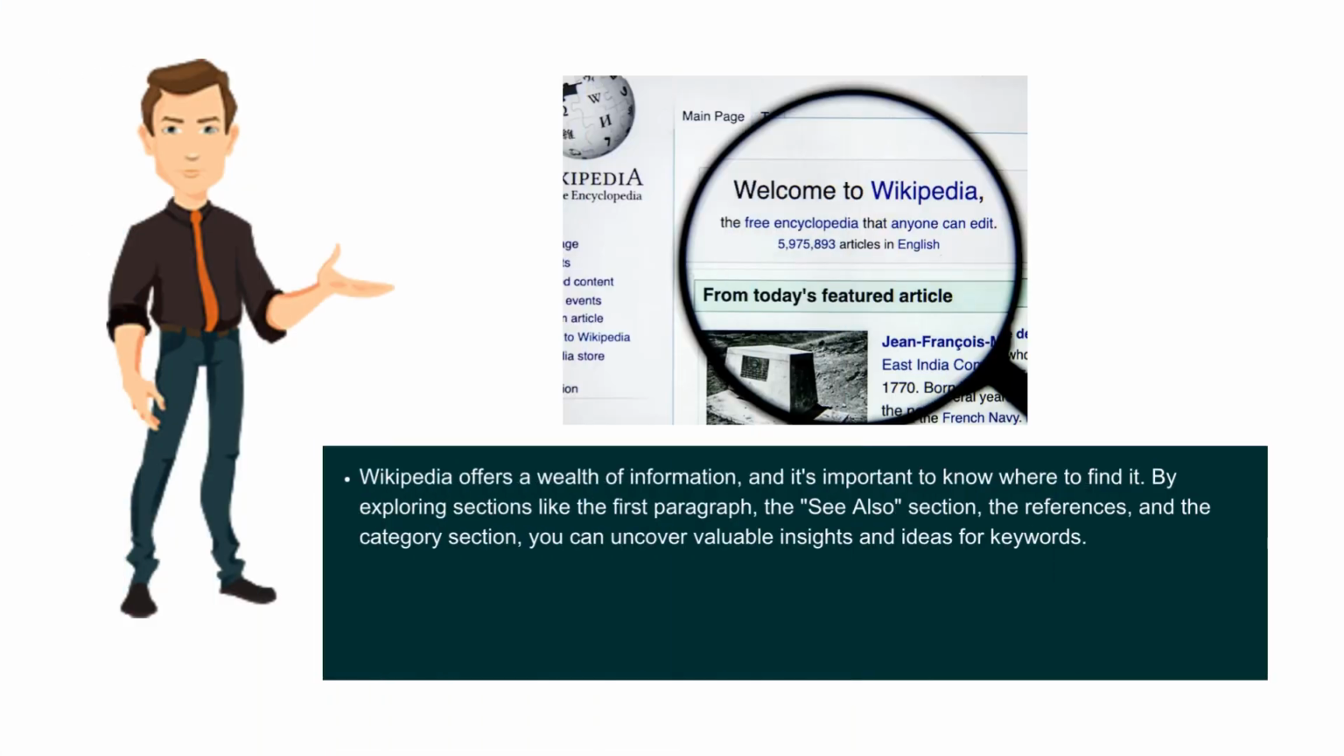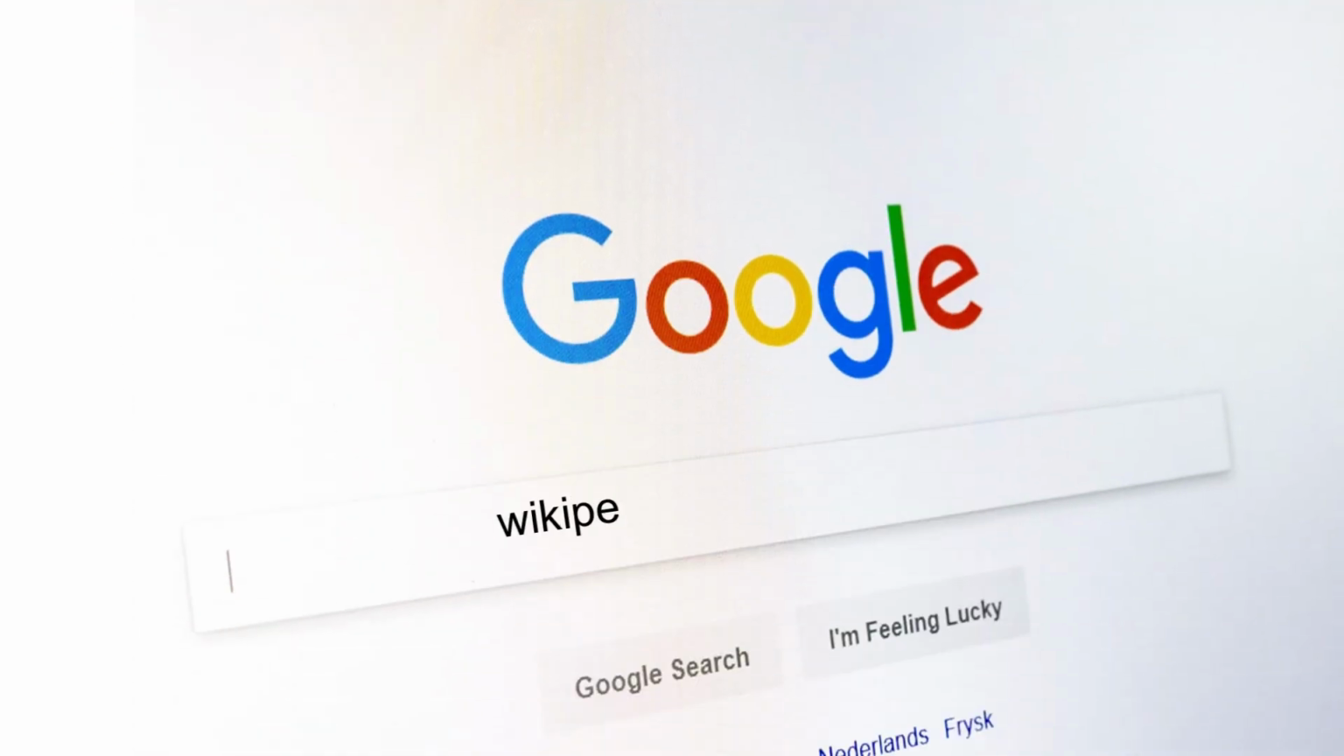While the information is scattered across the page, exploring various sections allows you to uncover relevant keywords and expand your content effectively. Wikipedia offers a wealth of information, and it's important to know where to find it. By exploring sections like the first paragraph, the See Also section, the References, and the Category section, you can uncover valuable insights and ideas for keywords.